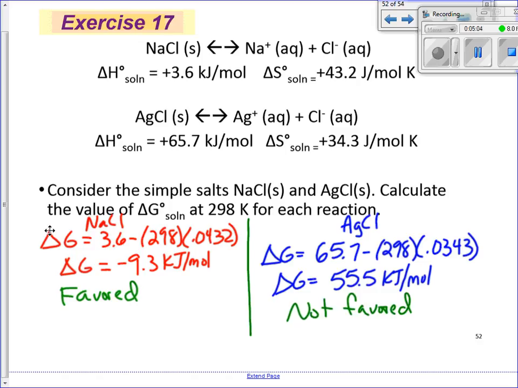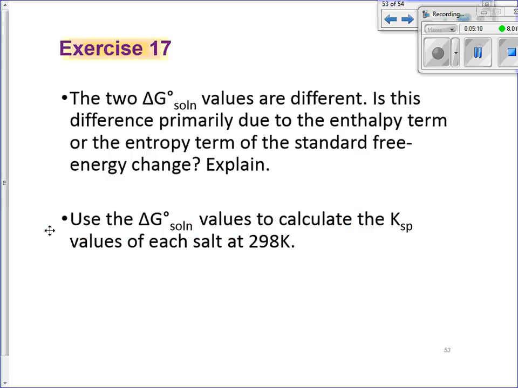Okay, now that you have the values, you can look at, is the difference primarily due to the enthalpy term or the entropy term? So which one is making them kind of different there? Why enthalpy? Because one has a really big one and one has a really small one. Well, definitely the numerical values are quite different. The enthalpy for the sodium chloride was like 3.6. Both are still endothermic if you didn't see that, because they were both positive delta H's. But there is a huge difference in the amounts of them.